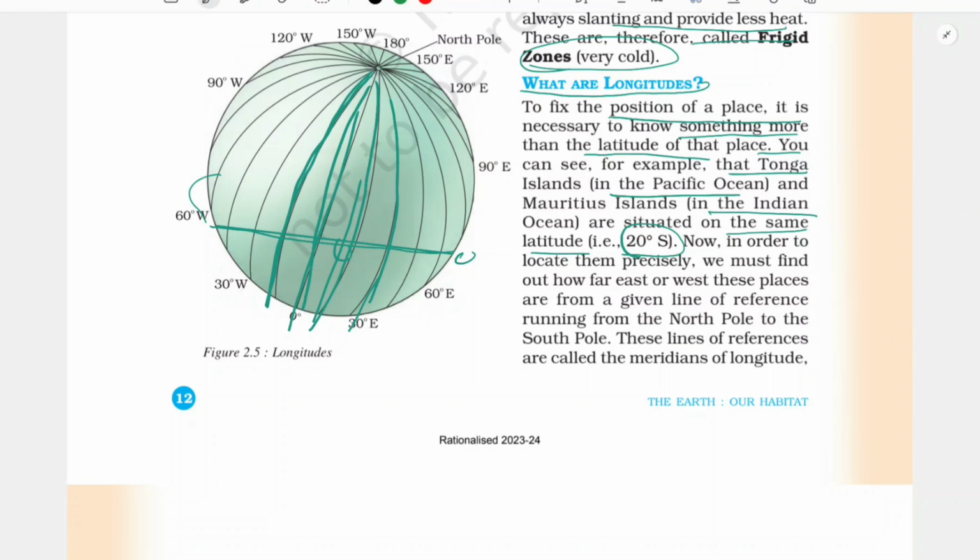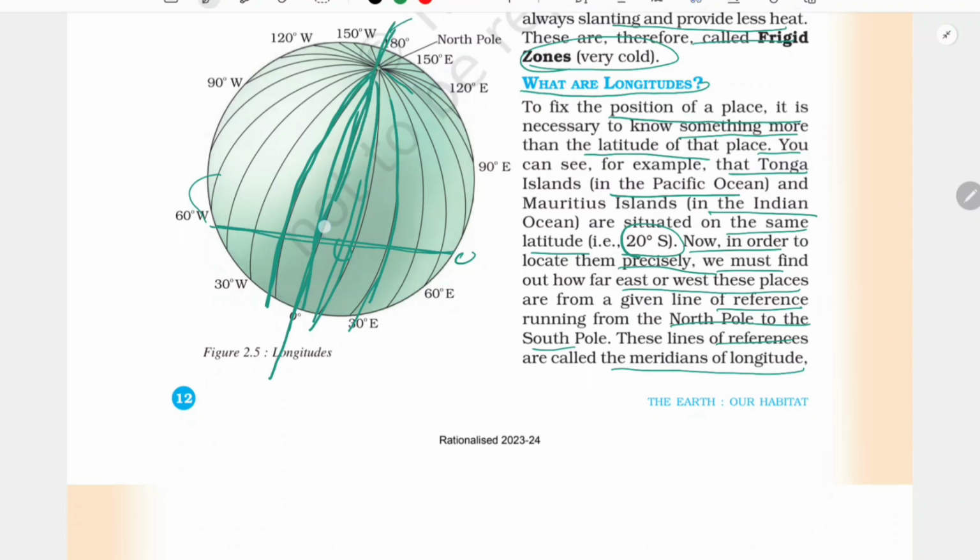So in order to do it more precisely, we have another division, another imaginary line, that is known as longitudes. We will be seeing whether it is east or west, that will be for longitude. So now in order to locate them more precisely, we must find out how far east or west these places are from a given line of reference running from North Pole to South Pole. This line of reference is called the meridians of longitude.